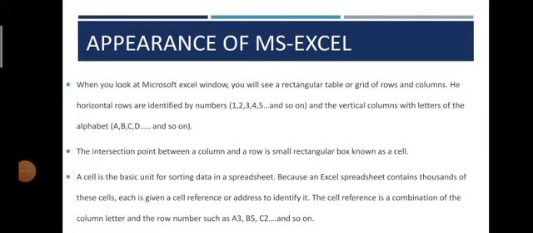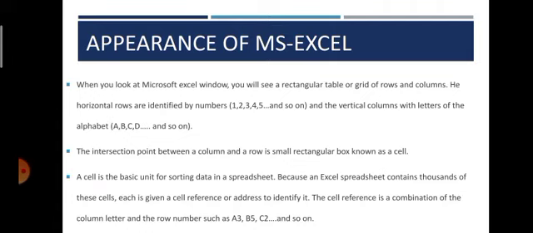Appearance of MS Excel. In this we'll be discussing how MS Excel looks in actual. When you look at the Microsoft Excel window, you will see a rectangular table or grid of rows and columns. The horizontal rows are identified by numbers, that is 1, 2, 3, 4, 5, and so on, and the vertical columns by letters of the alphabet, that is A, B, C, D, and so on.